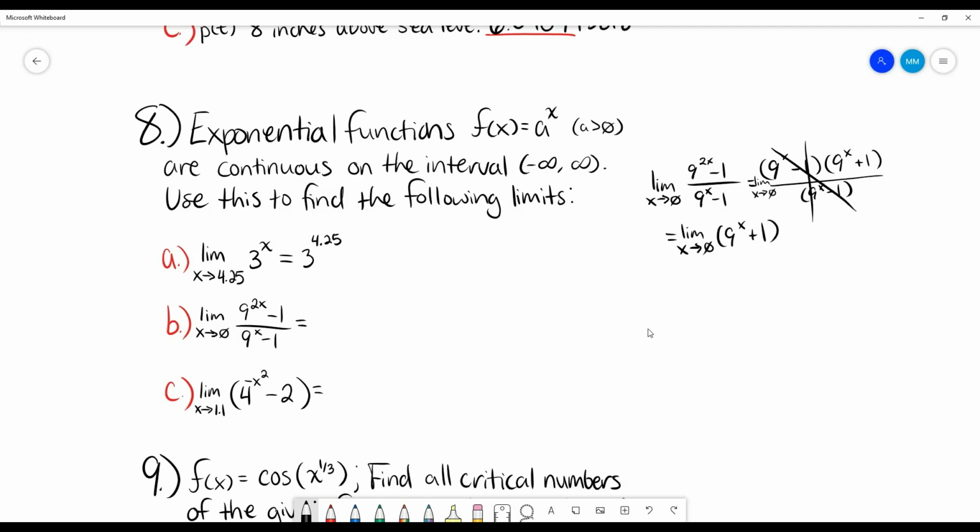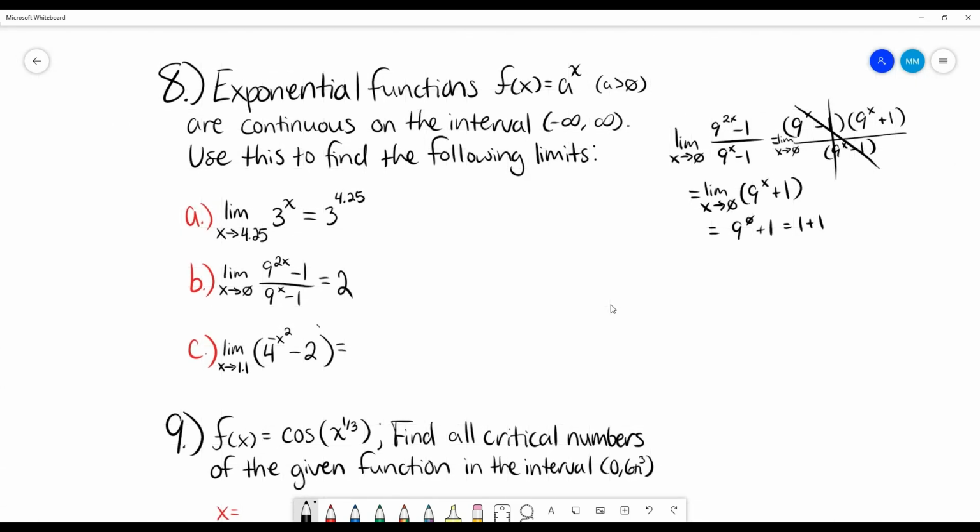Right? So now it becomes this, which is in the form a to the x, right? We've just got an extra add-on, but the actual function is still in this form and is therefore continuous. So now if I plug in that 0, that's going to be 9 to the power of 0 plus 1. Anything to the power of 0 is 1, so it's just 1 plus 1, or 2.